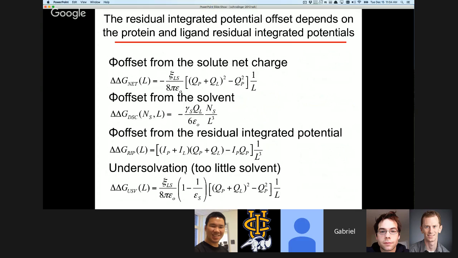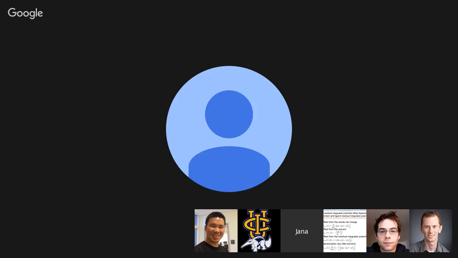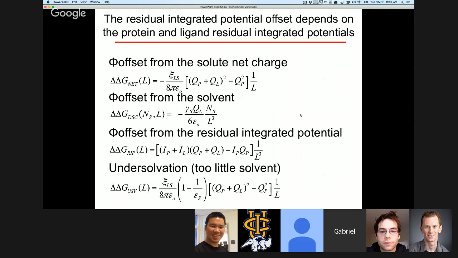So you add up all of these, and now you have converted your binding free energy, or you've converted your charging free energy computed under periodic boundary conditions to what that charging free energy would have been in an infinite non-periodic system.